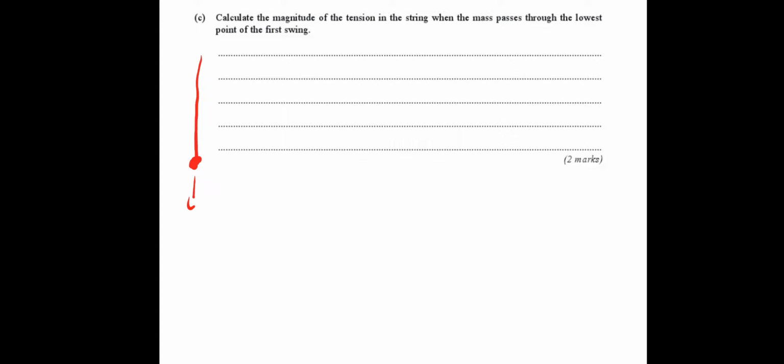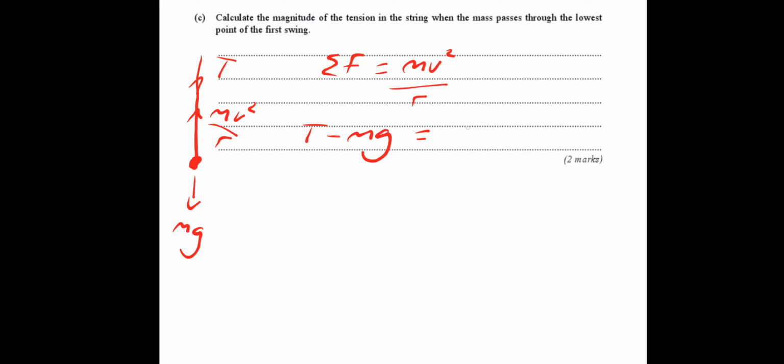So we've got the weight acting down, mg. We've got the tension going up, and the mv squared over r going up as well. So the sum of the forces is equal to mv squared over r. The sum of the forces is T minus mg. It's sensible to take up as positive, as that's the direction that the mv squared over r is going. Then we just need to rearrange to find T. So T is equal to mv squared over r plus mg. I'm going to factorise that as well: m times v squared over r plus g.